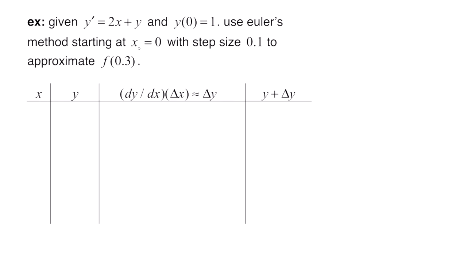So the first thing when filling out our chart, we want to look at our initial condition. It says to start when x is 0. So we're going to plug in 0 right here. And then you have that y of 0 equals 1, so that means when x is 0, y is 1, so we can plug in a 1 right here.